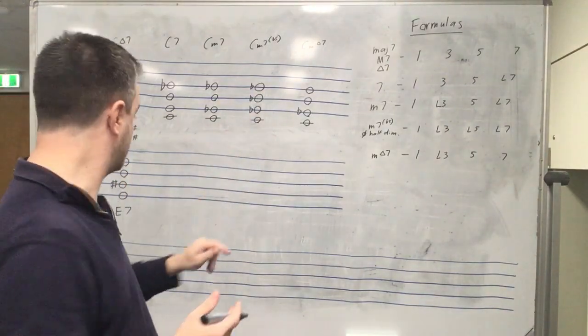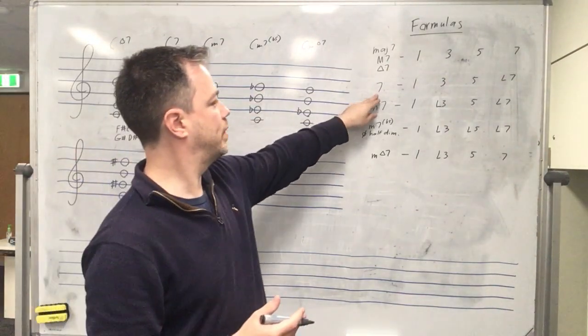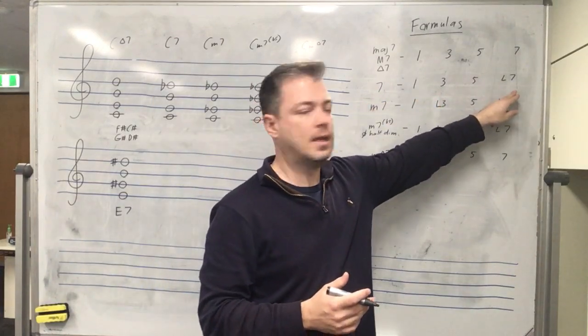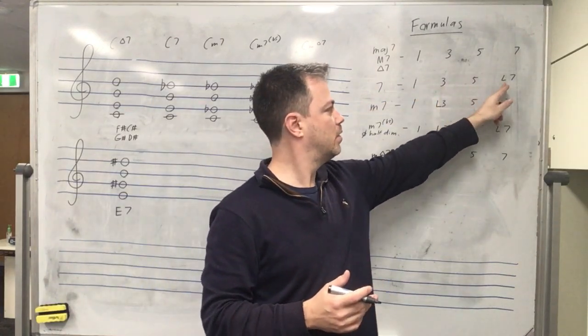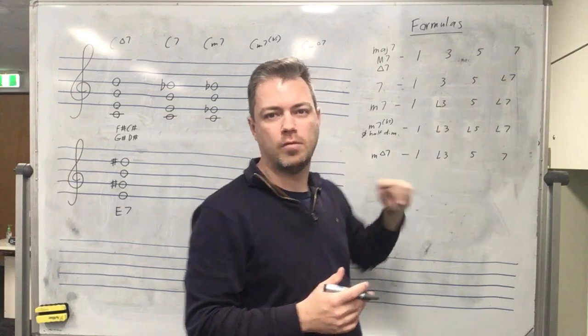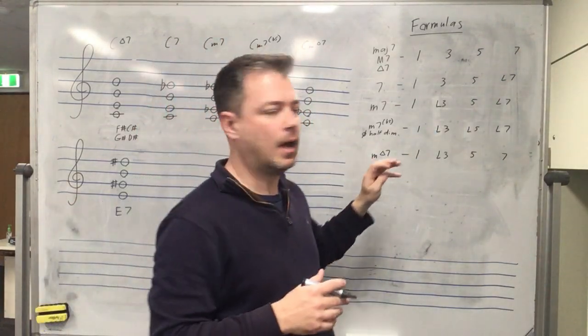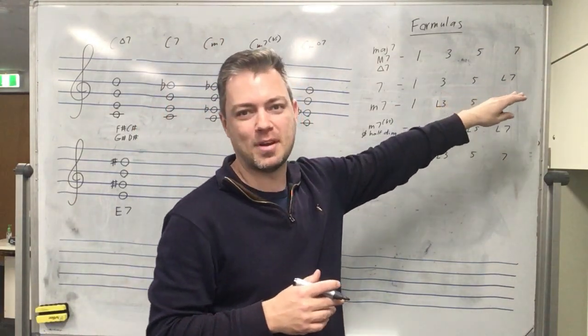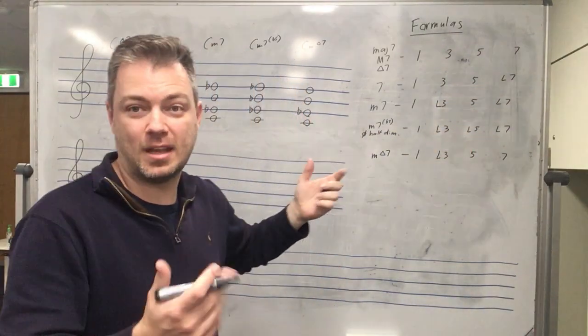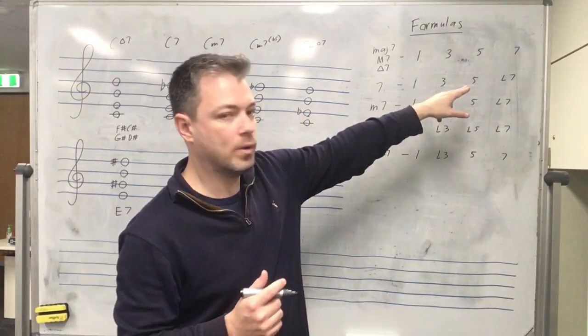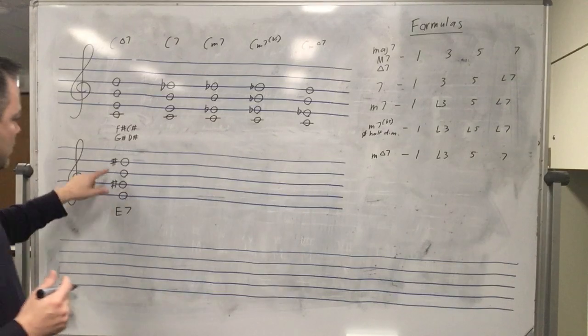Now we apply the formula. So we've got a 7 chord. So we need this formula here. We need 1, 3, 5, lowered 7th. Hopefully you can see that. It looks a bit blurry on my screen there, but hopefully you can see that. It's in Connect if you need it. So we need to lower the 7th. And the 7th is this one.